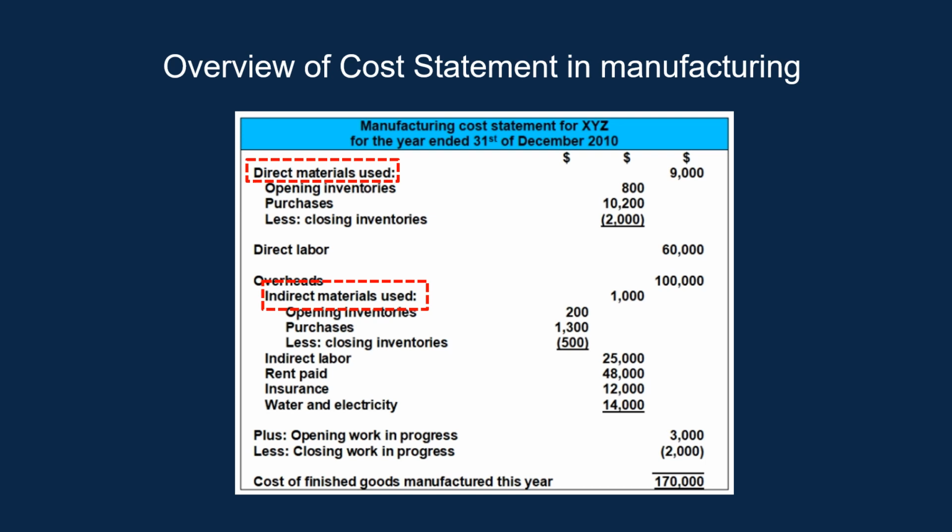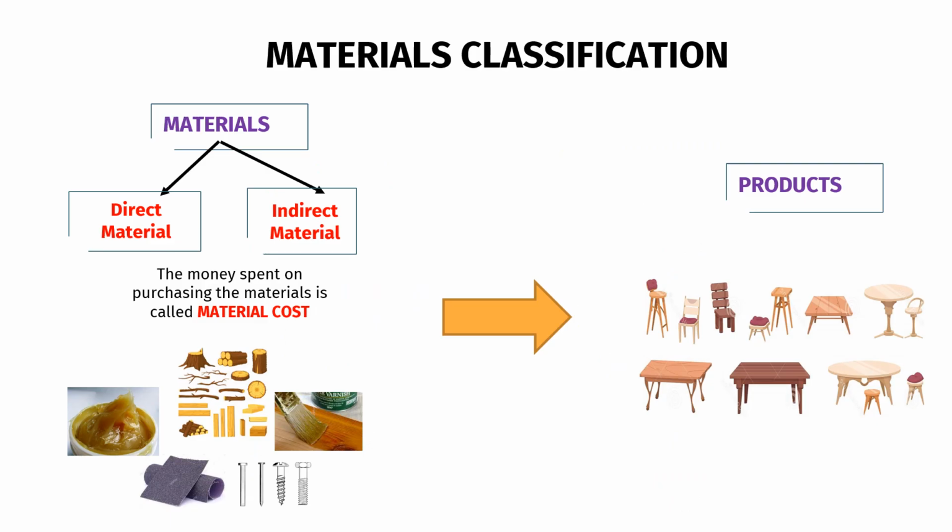Okay, as you can see here, the materials consume one of the largest parts in the production cost. Therefore, we will start to learn about the details of the materials. First of all, let us look at the classification of the materials. Basically, materials can be divided into two types. One is direct material and the other one is called indirect materials. Then this material will be processed to become a finished good, or called a product.